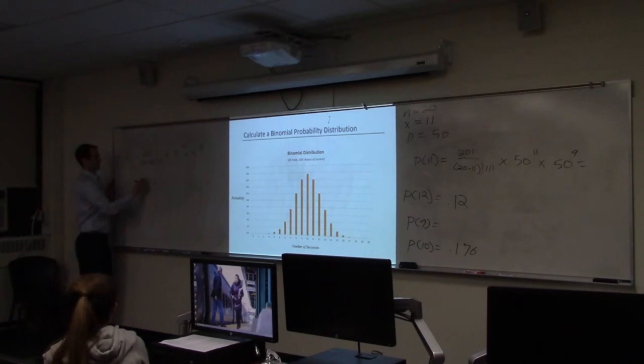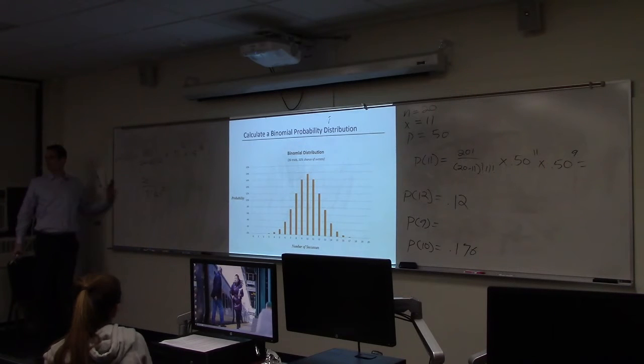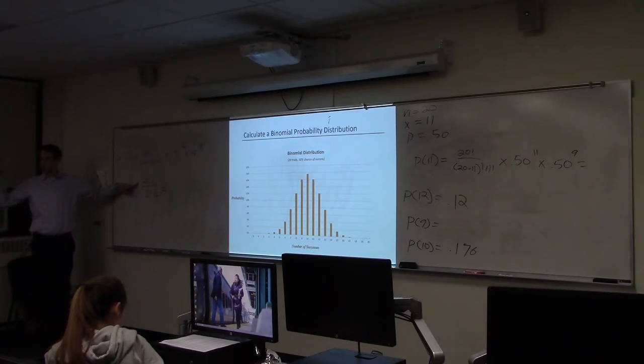So 20 factorial over 20 minus 12, which is 8 factorial, times 12 factorial. My numbers are so large, this is like 7 zillion. You need to keep it in your calculator, or use parentheses or something like that.